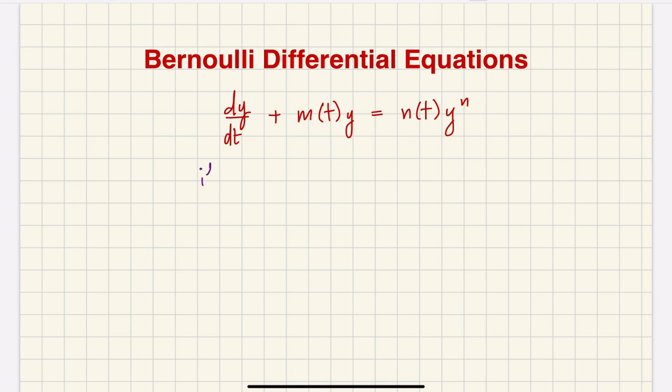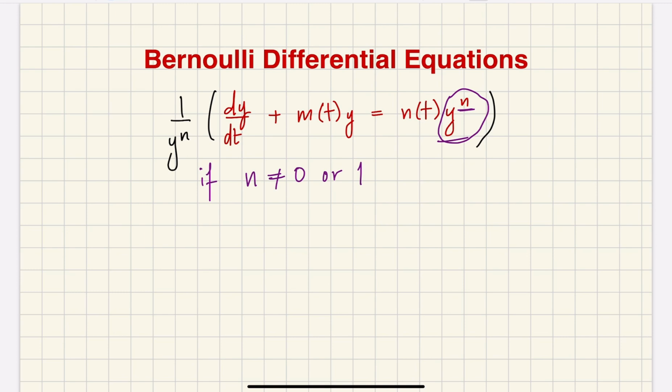So if n right here is not equal to 0 or 1, we can get rid of this thing, y to the power n. So once we eliminate this, we are left with an equation which we can solve with a known process. Let's see how we can do that. We will first just get rid of this thing. So we're going to multiply our equation by 1 over y to the power n.